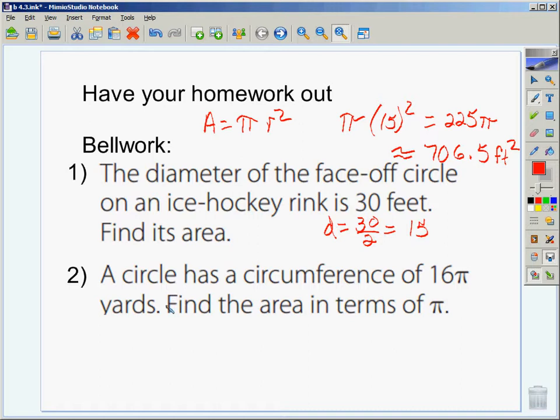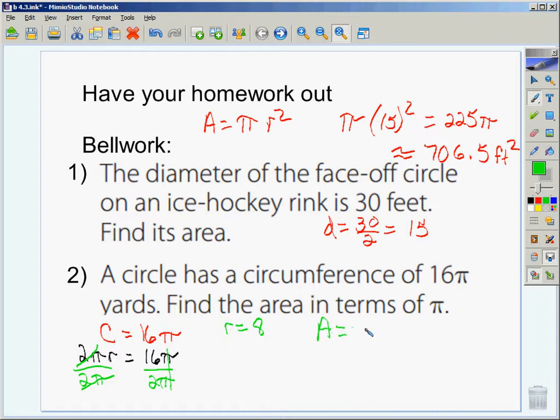In number 2, it said the circumference was equal to 16 pi. What's the formula for circumference? 2 pi r. So I'm going to replace c with 2 pi r and set it equal to 16 pi. If I solve this for r, I would have to divide both sides by 2 pi. The pi's are going to cancel out, leaving me just my radius. How many times does 2 go into 16? 8. So the radius is 8.